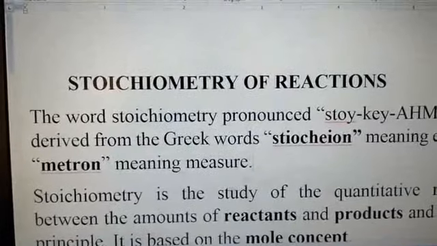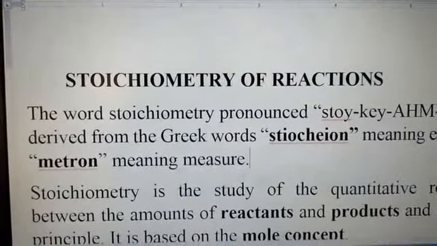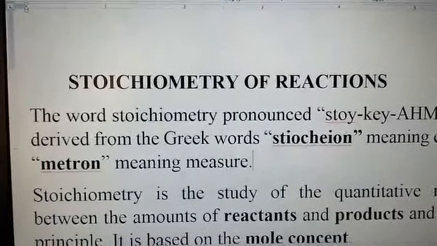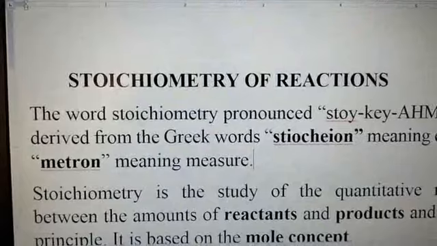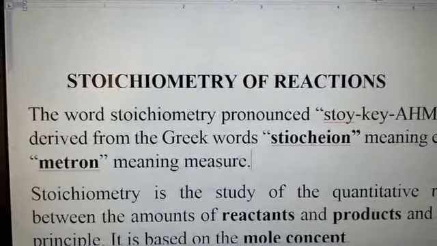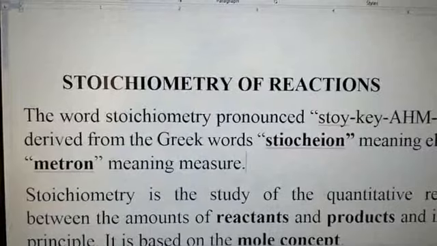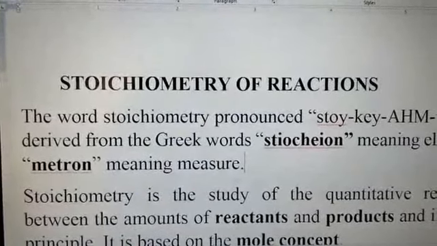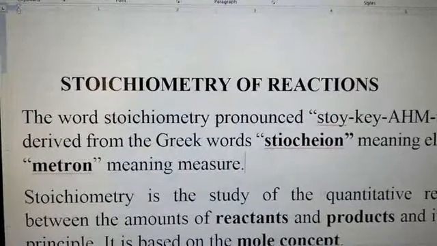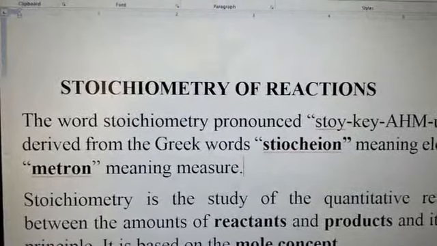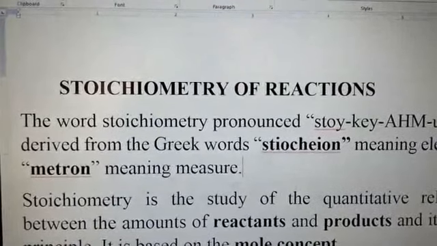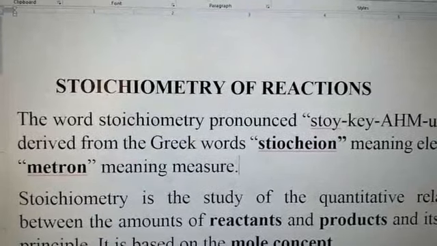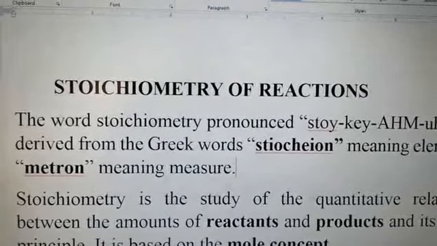Today we're looking at another topic in general chemistry known as stoichiometry of reactions. This topic is very important because it helps you to understand the relationship between the reactants and products in a chemical reaction. After this topic, you'll be able to calculate the mass of reactant involved in a given reaction, mass of product formed in a given reaction, volume of reactant involved in a reaction, or volume of product or gaseous product produced in a given reaction.